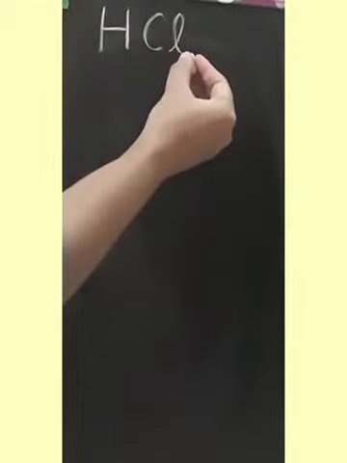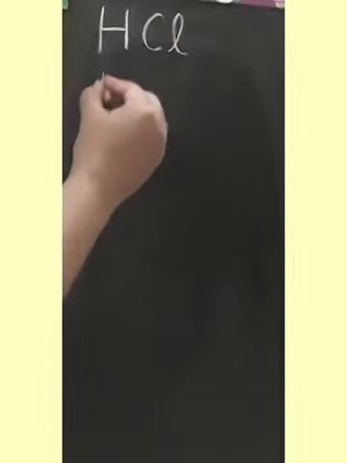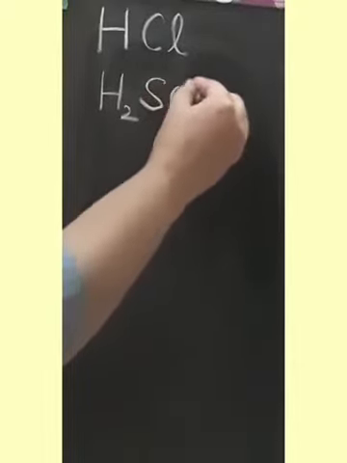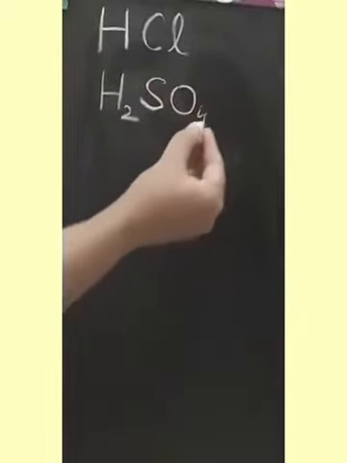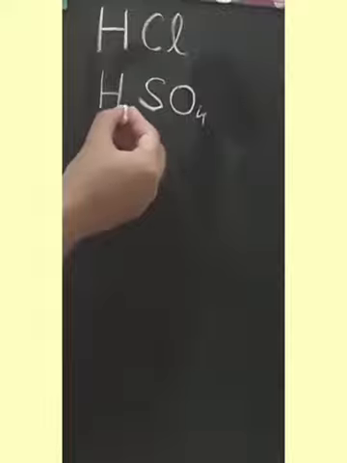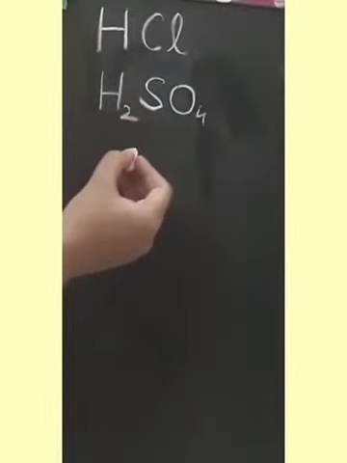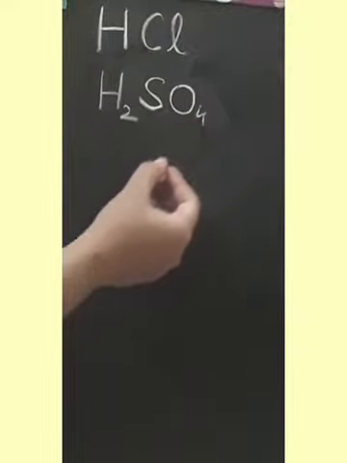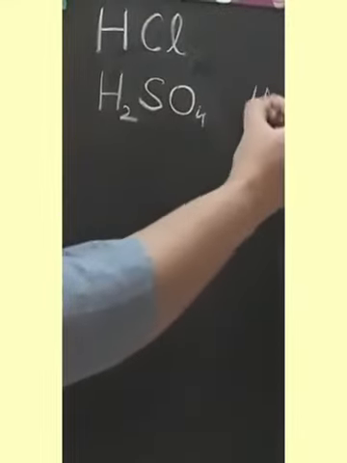Here H is capital, C is capital, but l is in small letters, and you need to write it in this manner only. Then we have sulfuric acid. When you are writing these numbers, you need to write them as subscript, meaning at the bottom of the letter. This you will understand in your higher classes, so that you will not get marks deducted for writing it in the wrong manner. You should not write it like this, it will be considered wrong.